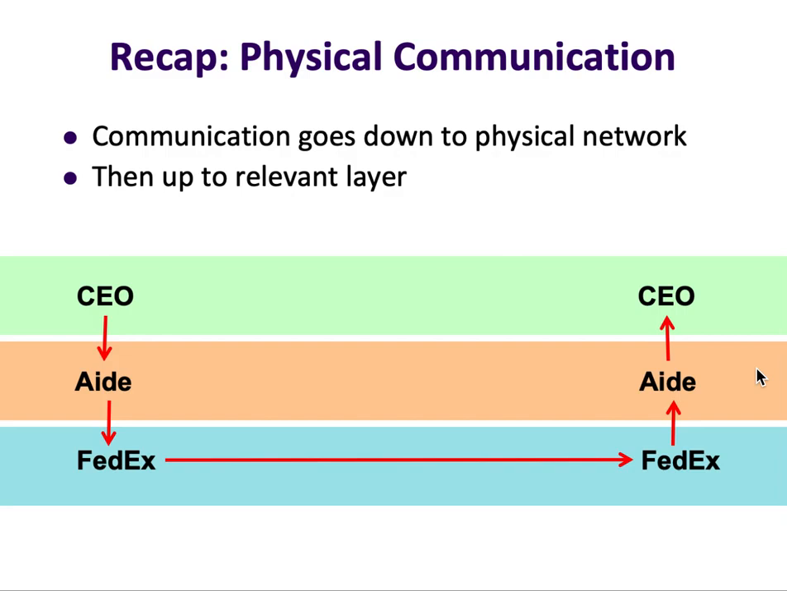Right. So to recap physical communication, are we all good with that previous picture? Okay. So to recap physical communication, we said communication goes down to the physical layer, across a network, and then up to the relevant layer. Okay, so I've just told you what that physical path is. I haven't told you how each layer knows what to do with the message and where to send it next.